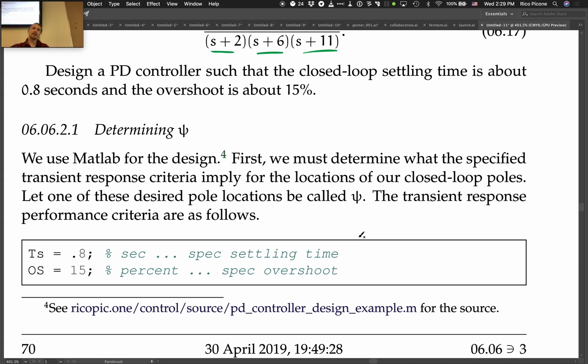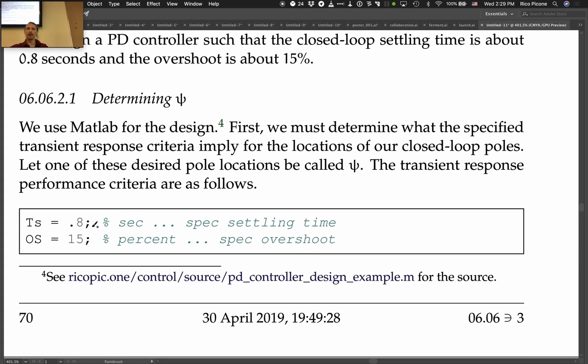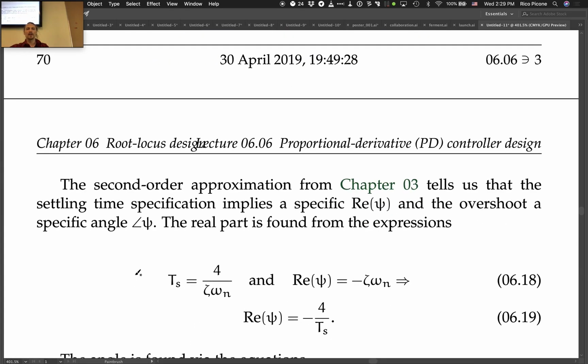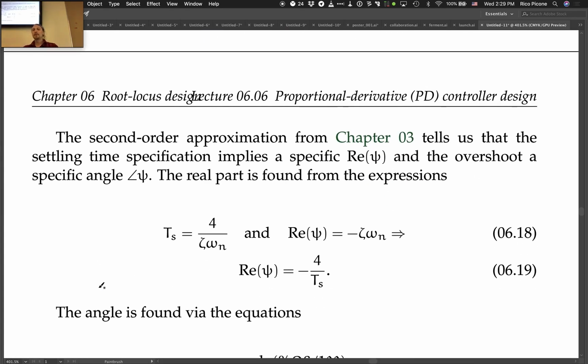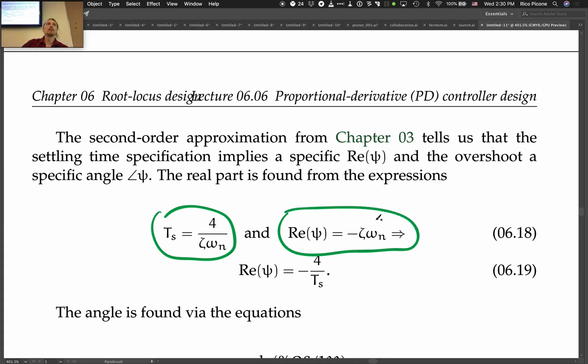The transient response performance criteria are given in the problem, right? 0.8 seconds and 15% overshoot. So the second order approximation from chapter 3 tells us that the settling time spec implies a specific real part of psi and the overshoot a specific angle of psi. So those are the two things that are specified. The real part is found from the expressions below here. So this is from the settling time requirement. This is from our nice second order pole pair geometric interpretation with the second order parameters.